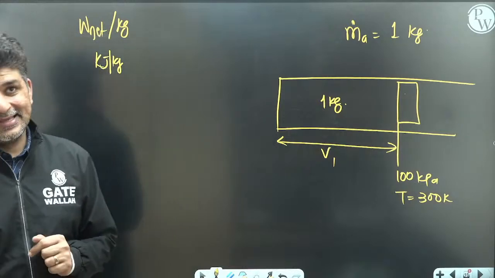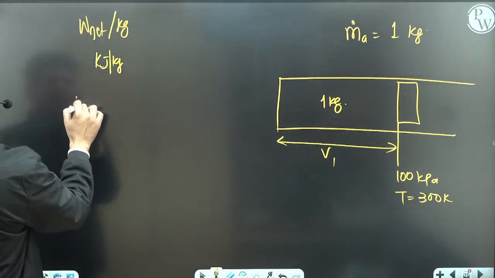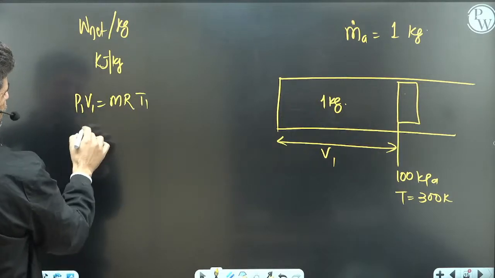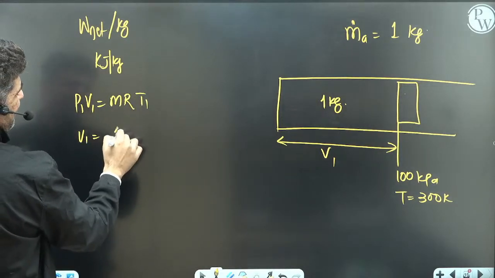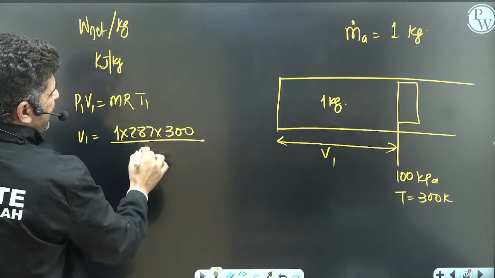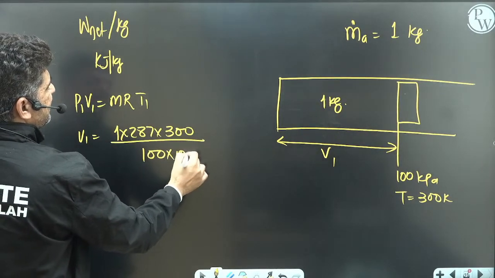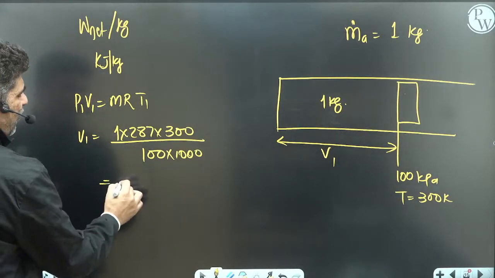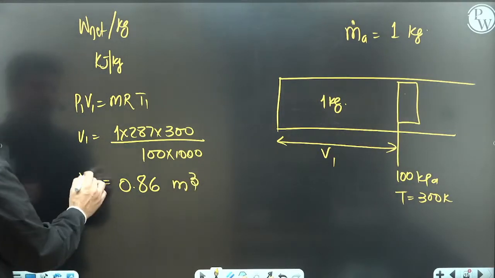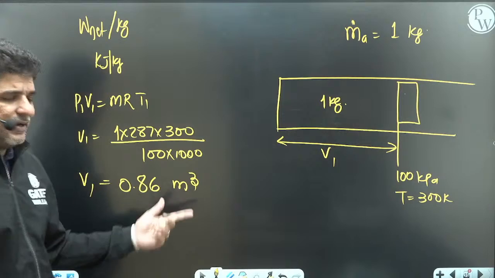Yes or no? Yes, we can calculate volume. We know that P1 V1 is equal to MRT1. So V1 can be calculated as M is 1 multiplied by R is 287 multiplied by 300 divided by 100 kPa, that is 100 multiplied by 1000. So over here you will get 0.86 meter cube. So you have got V1.